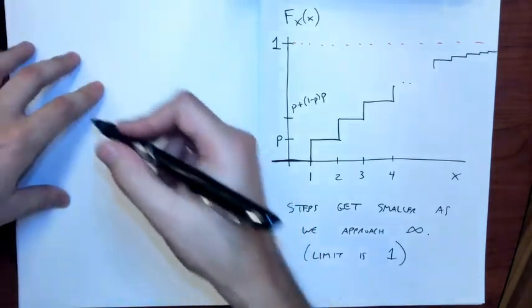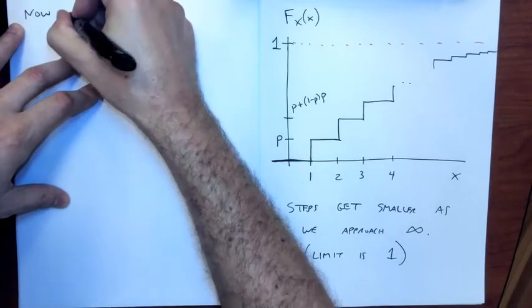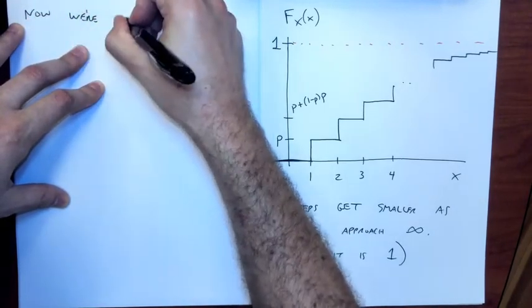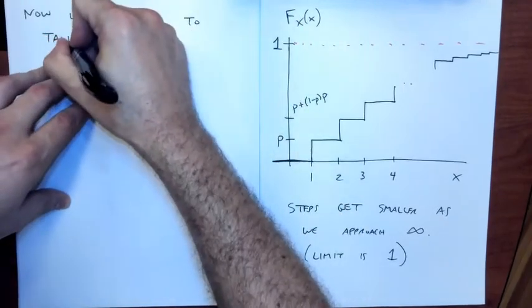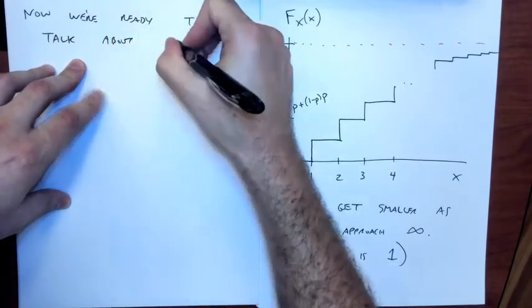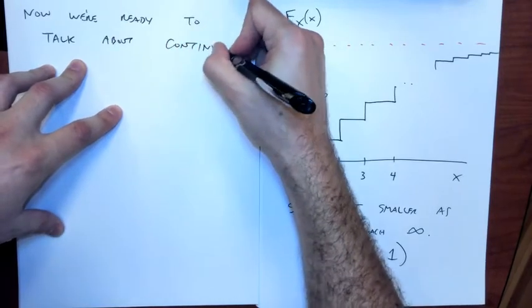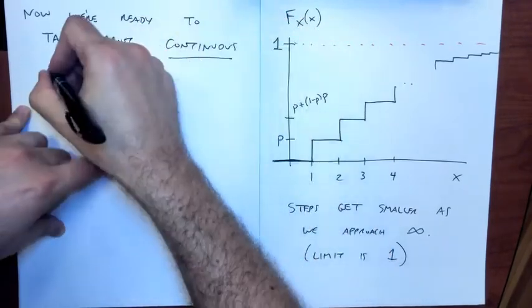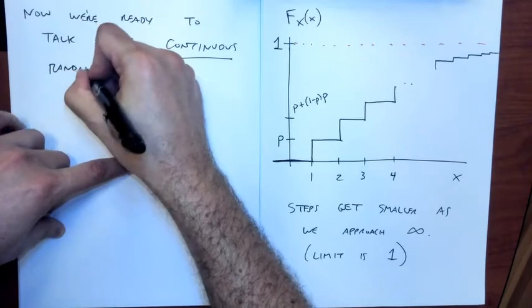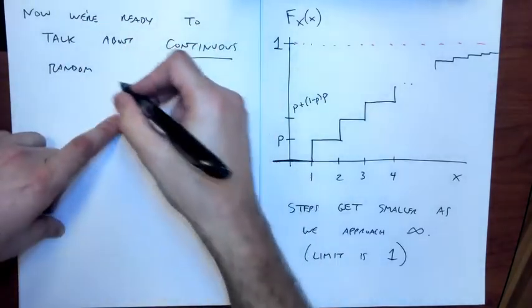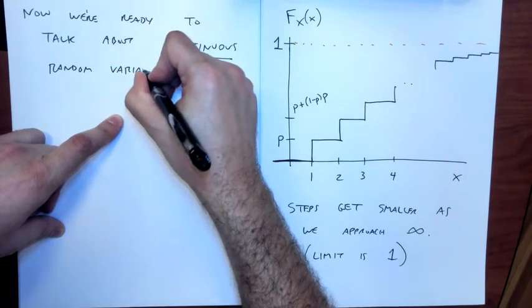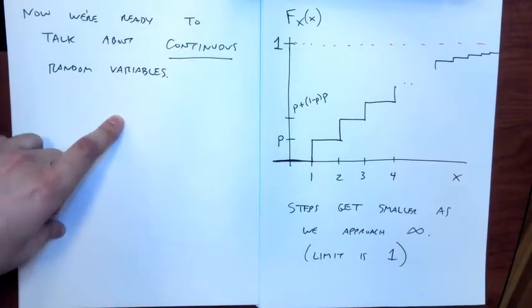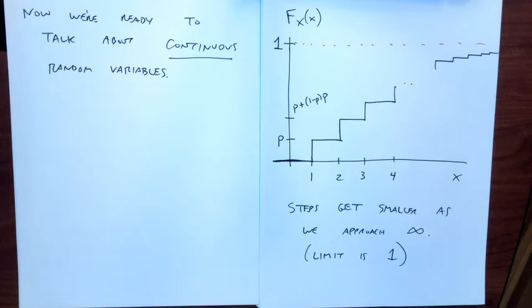We have all the machinery. So now we're ready to talk about continuous random variables. And almost everything we talk about for the rest of class, and the rest of the course, is going to be in the continuous world, okay? So we kind of lull you into a false sense of security with coin flips and die rolls, and then we introduce the heavy duty stuff, right?